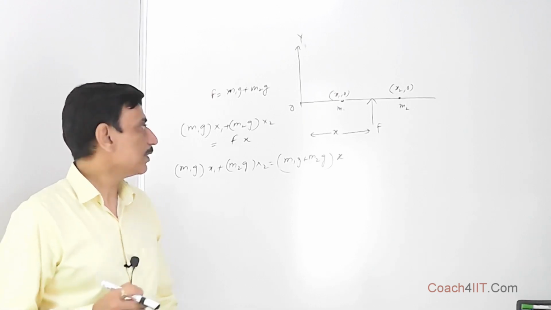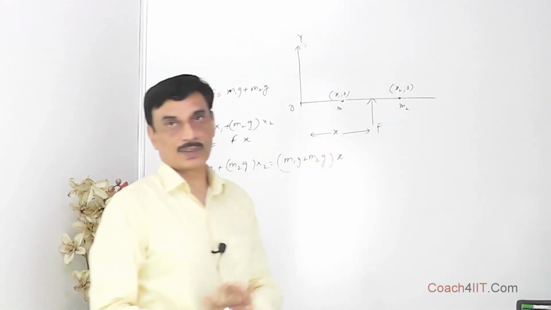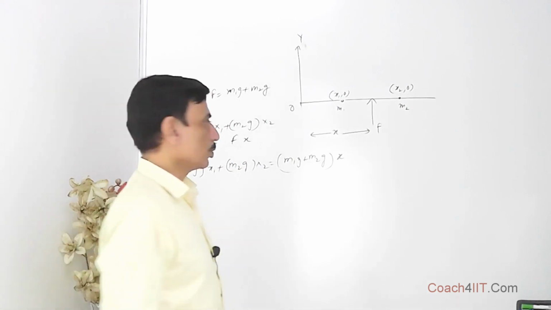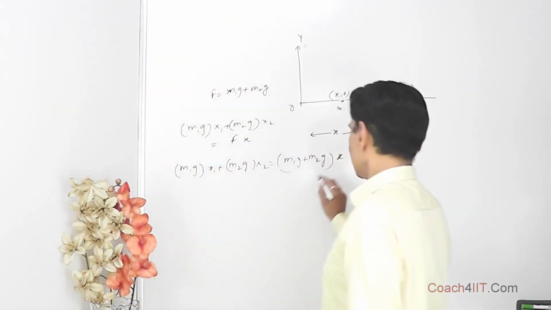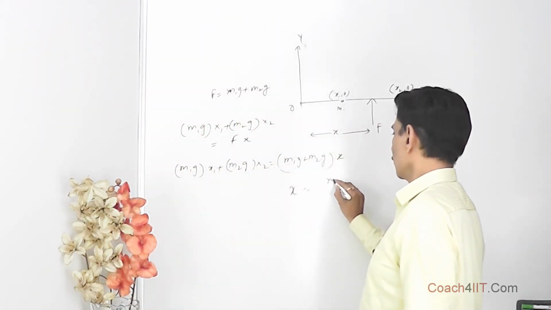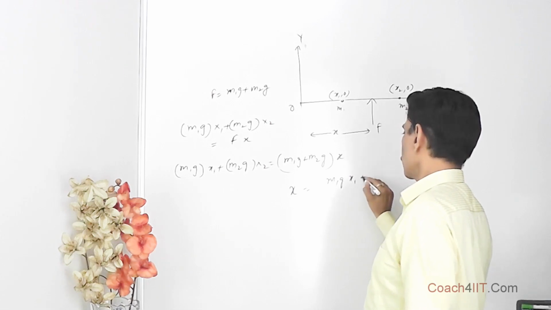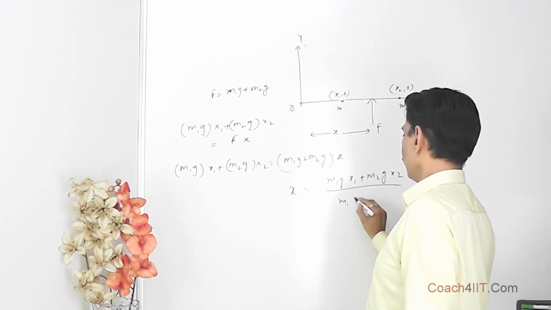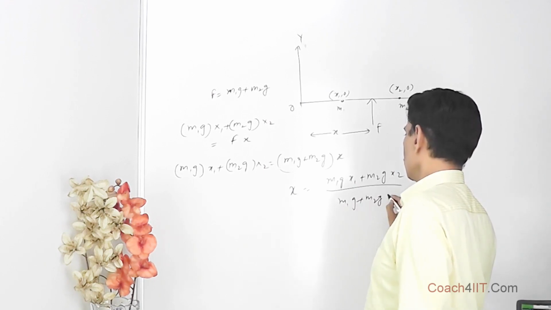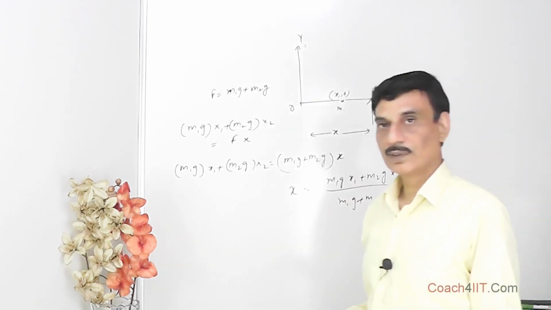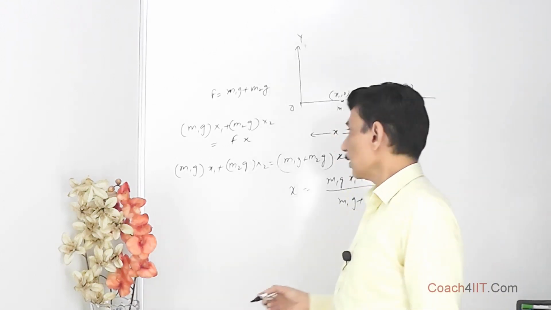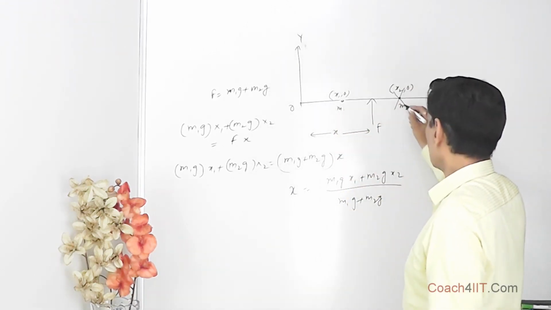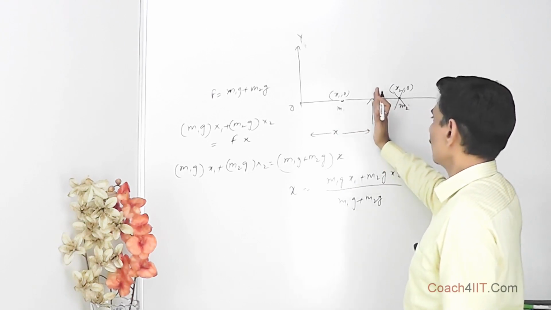Now, if the mg is removed, mg is not there. So over here, x comes out to be m1g x1 plus m2g x2 over m1g plus m2g. So this is the value of x, right? This is how we got the center of gravity. Now if this is not there, common sense says that the center of gravity will shift.